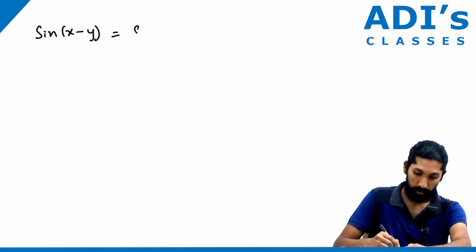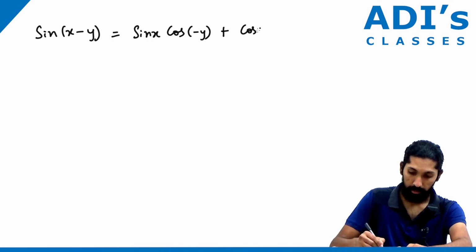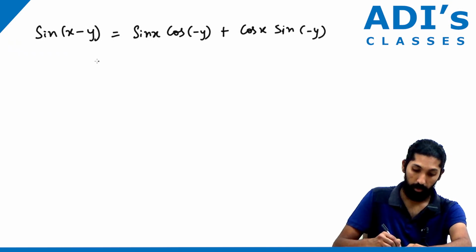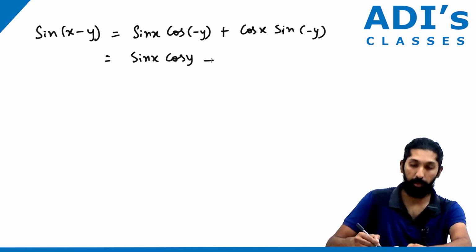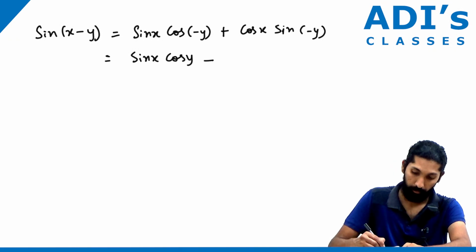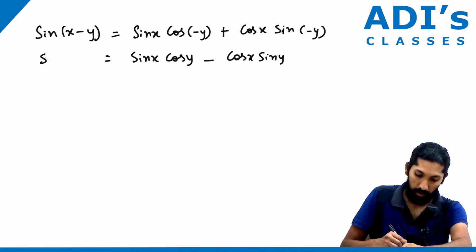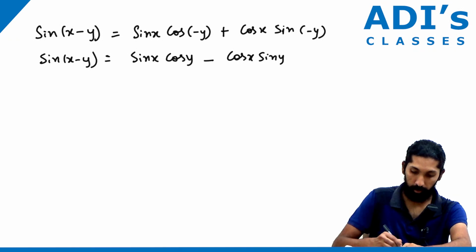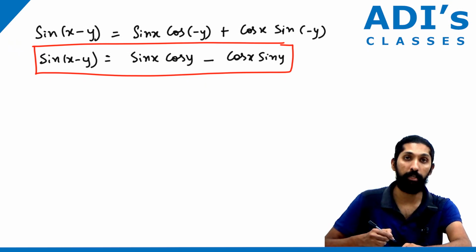So this is going to be sin x cos of minus y plus cos x into sine of minus y. This is going to become sin x cos y minus cos x sin y, because plus into minus is minus. So sine of x minus y is going to be this. So the formula is going to be this one. This is sine of x minus y.